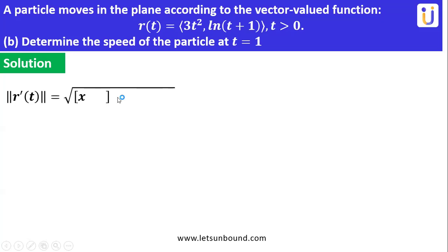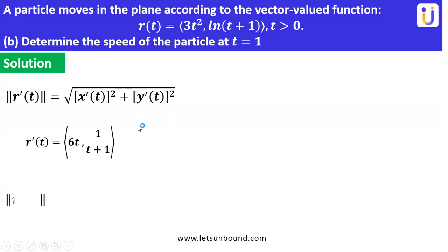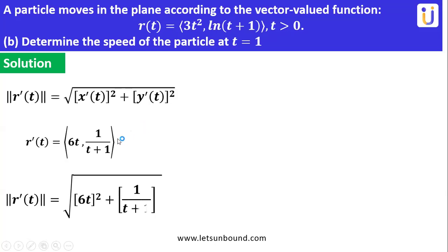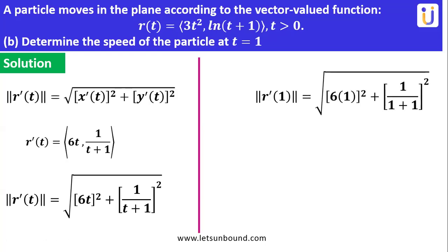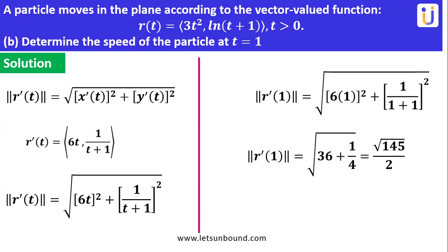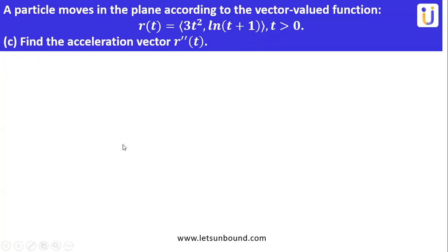Now the speed of the particle, the norm. We know the formula, right? I hope you remember. Square the individual components and sum them. This is r dash of t, so the square root of 6t the whole squared plus 1 by t plus 1 the whole squared, and you can simplify it. Otherwise you can directly plug in, because I need the speed of the particle at t equals 1, so you can directly replace t with 1. So r dash of 1 is this. Simplified further, these are simple simplifications. So I got root 145 over 2. That's the speed.